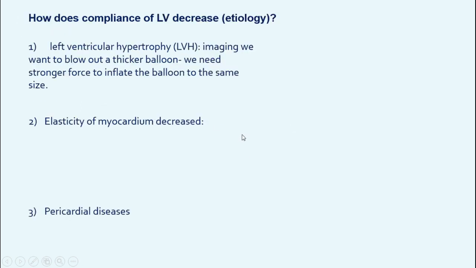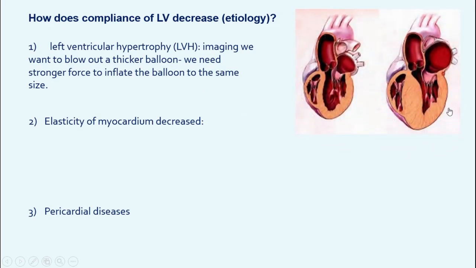The causes of diastolic dysfunction can be categorized in three groups. First, when we have left ventricular hypertrophy. As you see, when we are going to inflate a thicker balloon, the pressure should go higher. At the top of this group is when we have a genetic problem, such as concentric hypertrophic cardiomyopathy, or when we have high afterload, as in moderate to severe aortic stenosis or uncontrolled hypertension.